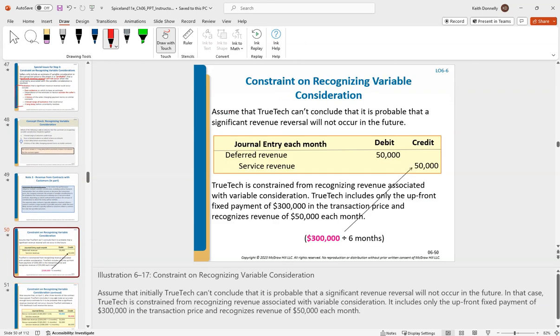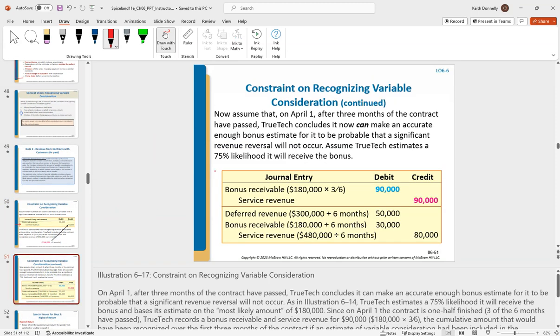And then they say, now that we know this new rule, with facts and circumstances telling you that you shouldn't account for the bonus, what would you do? Well, in that case, the 300 that you got up front, just account for that marginally. Every month you get 50 grand, 50 grand, 50 grand. We will ignore the bonus part of it. We won't do any journal entries for that.